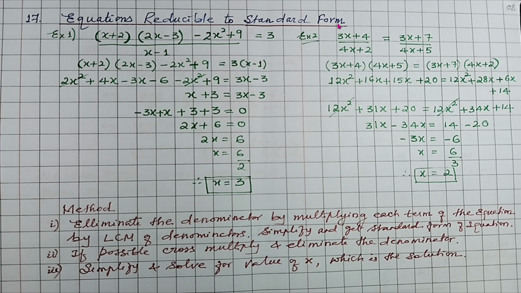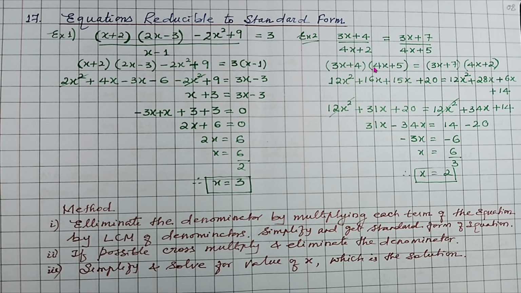Whenever we have only one term on the left hand side and another term on the right hand side, then we can go for what we call cross multiplying. So let us cross multiply. That is 3x plus 4 into 4x plus 5, and 3x plus 7 into 4x plus 2.